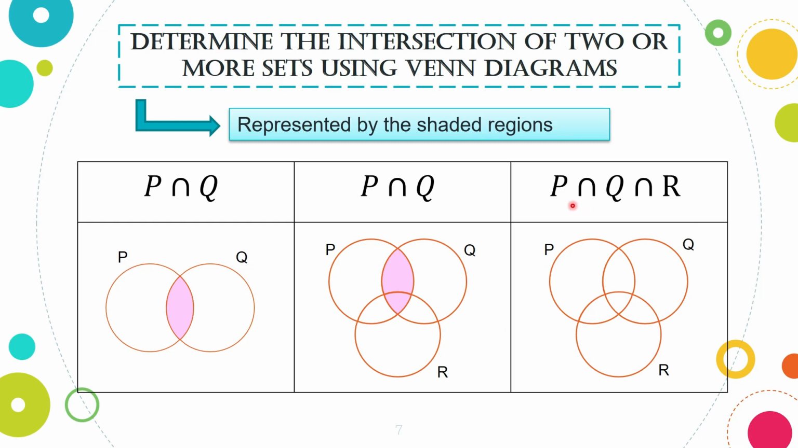And then the third one, P intersect Q intersect R. The elements that are contained in sets P, Q, and R are the same elements. Okay, the region being shared is this middle part, because the middle part contains the same elements from sets P, Q, and R. Okay, this is how you shade using the Venn diagram to represent the intersection.